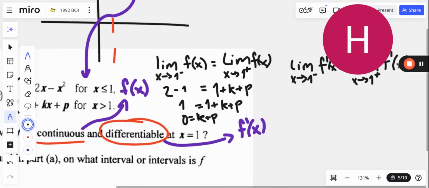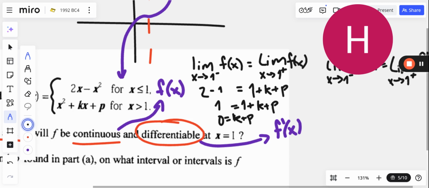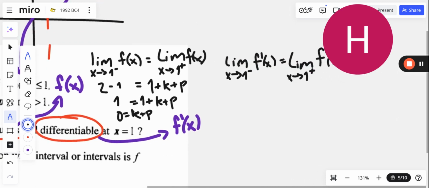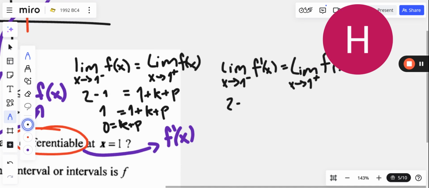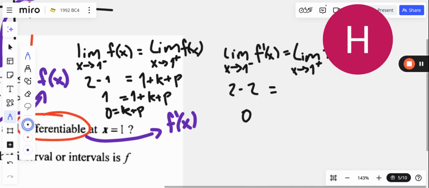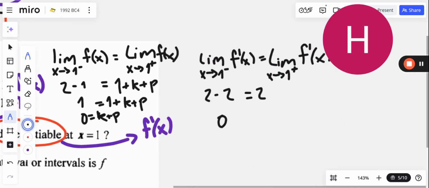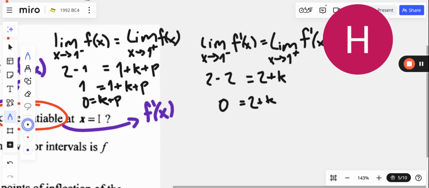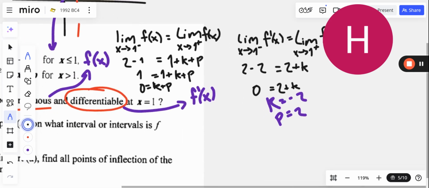So what is the derivative of the first left piece? That's 2 minus 2x. So this is going to be 2 minus 2, because x is 1. So that's 0. And on the right side, we're going to end up with 2x plus k. And since x is 1, that's just 2 plus k. And so now this tells us that k equals negative 2, and that means p equals positive 2. Okay, cool.